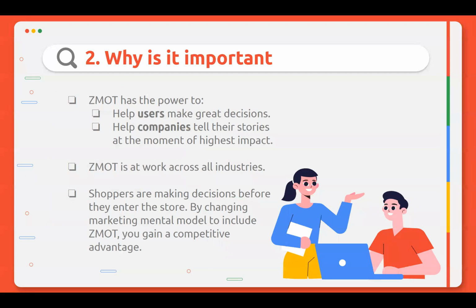So now to talk about why it's important. It's important because it has the power to help users make a great decision. And it equally has the power to help companies tell their stories at the moment of the highest impact, which is when those users are making those decisions and that first interaction they have with new products. The zero moment of truth is also applicable across all industries. We see shoppers making decisions before they enter the store, right? And by having this, it does change that marketing mental model we saw in the beginning, and companies can gain a competitive advantage.